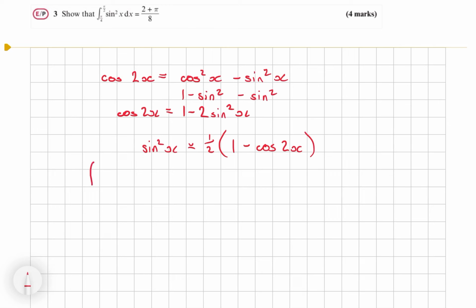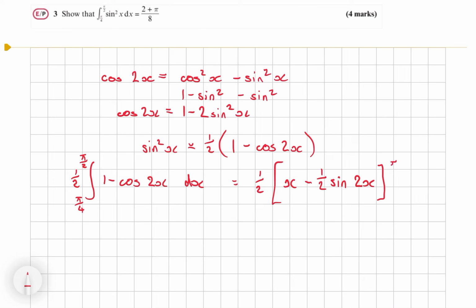So my integral becomes a half of 1 minus cos 2x between pi by 2 and pi by 4. That is going to integrate to a half of, 1 integrates to x, negative cos integrates to negative sine. It is still 2x, but I need to divide by the derivative of 2x, which is 2, so it becomes a half sine 2x, and that's between pi over 2 and pi over 4.